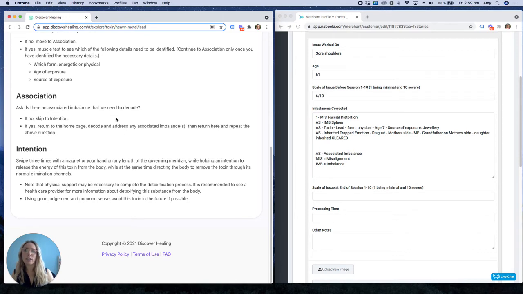And just checking if there's an associated imbalance, and there isn't. So then I come down to my intention here, and I'm going to be doing the same thing with the magnet, and I'm going to be swiping 3 times. So I'm going to hold the intention to release the energy of this toxin from Tracy's body, but also at the same time I'm going to direct her body to remove the toxin through its normal elimination channels. And with the body code as well, sometimes there can be some recommendations in there, just some things to note. So for example, with this particular toxin, it says, note that physical support may be necessary to complete the detoxification process.